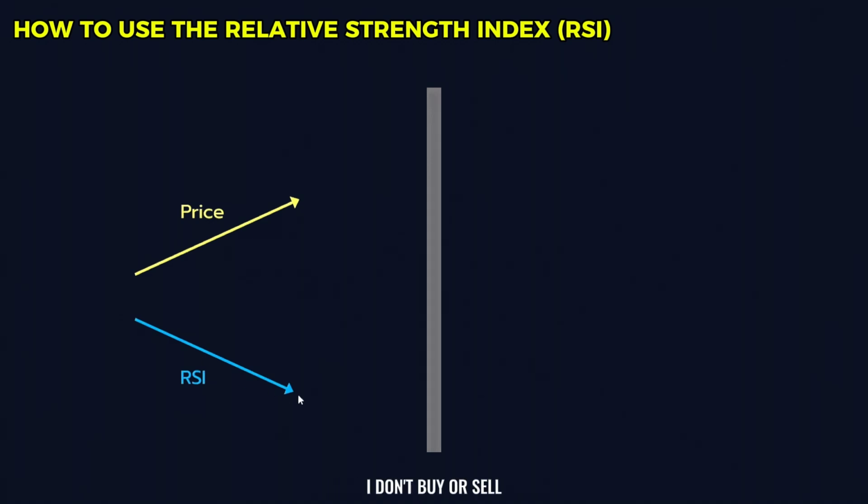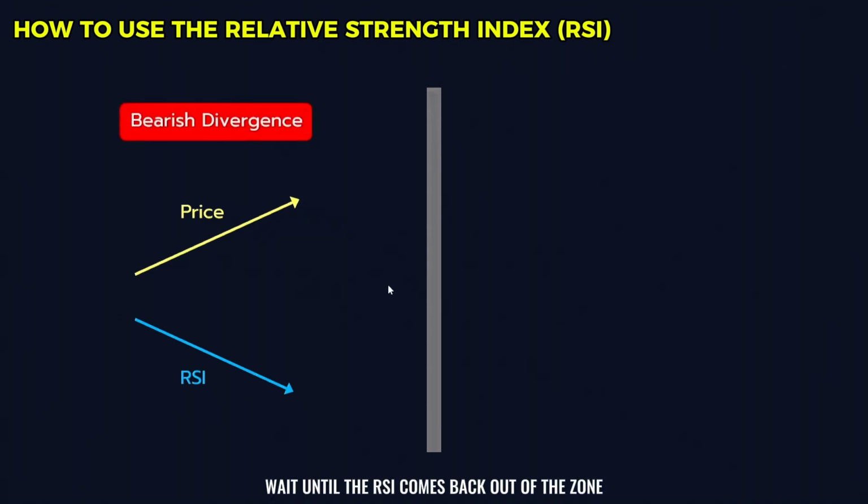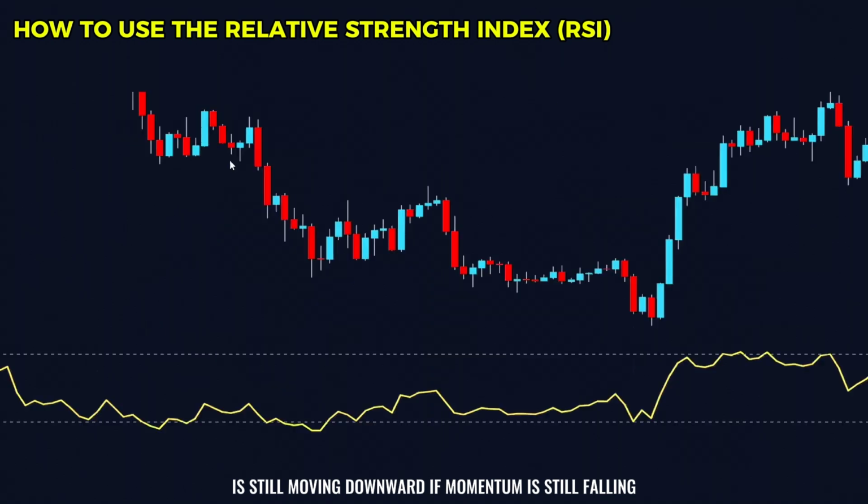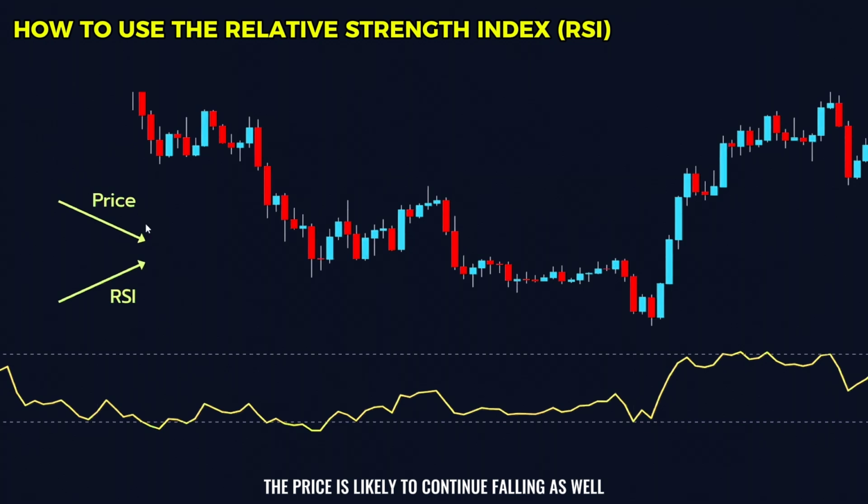For me, however, I don't buy or sell as soon as the RSI enters one of these zones. I prefer to wait. I wait until the RSI comes back out of the zone. Take a look at the highlighted area. This is the oversold zone. At first, the RSI keeps falling until it enters the oversold zone. At this point, I still don't buy. The reason is simple. The RSI, or momentum, is still moving downward. If momentum is still falling, the price is likely to continue falling as well.